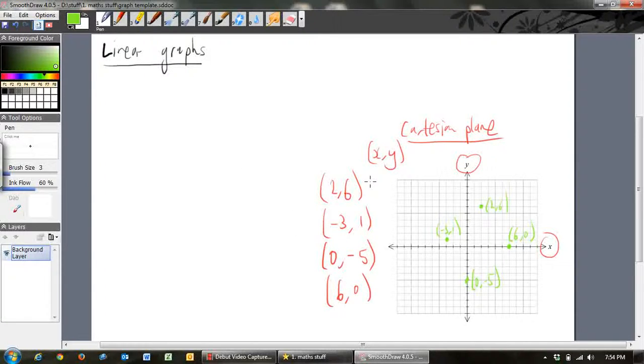So, the Cartesian plane, there you go. Hopefully you're familiar with that.